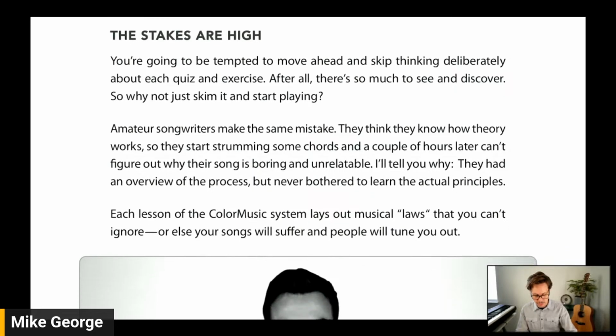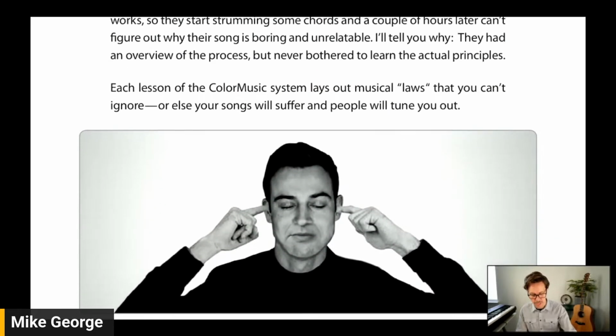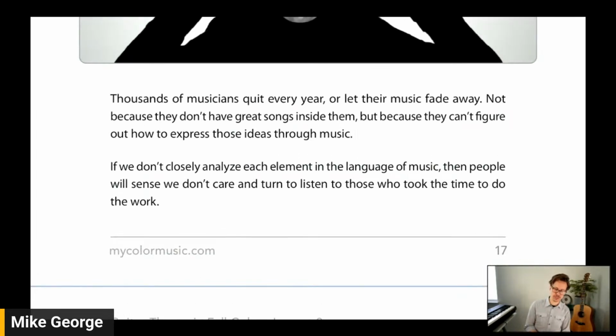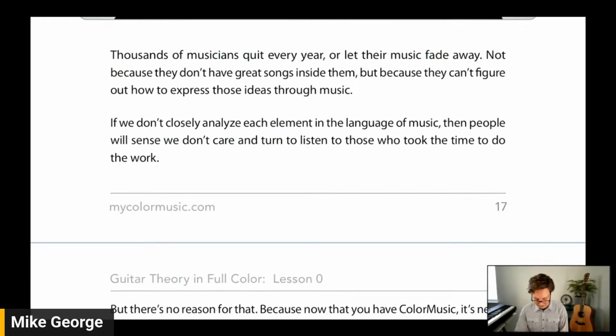So each lesson in the color music system lays out musical laws that you cannot ignore, or else your songs will suffer and people will tune you out. Thousands of musicians quit every year or let their music fade away, not because they don't have great songs inside them, but because they can't figure out how to express those ideas through music. If we don't closely analyze each element in the language of music, then people will sense that we don't care, and will turn to listen to those who took the time to do the work.